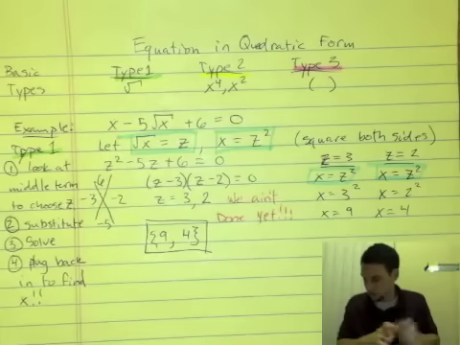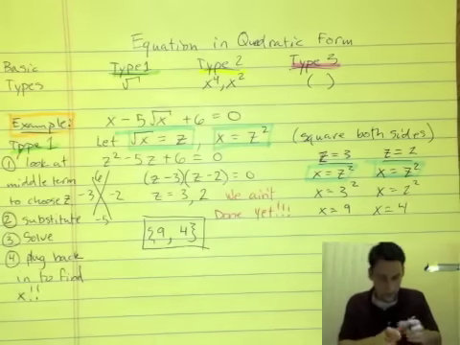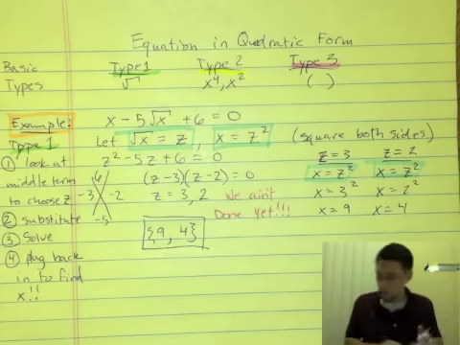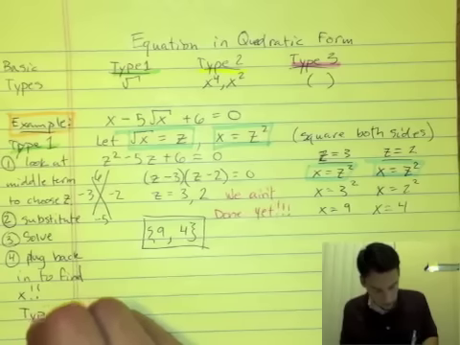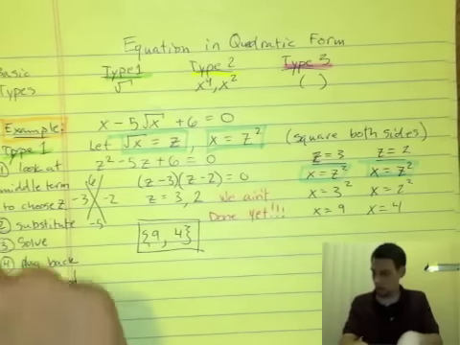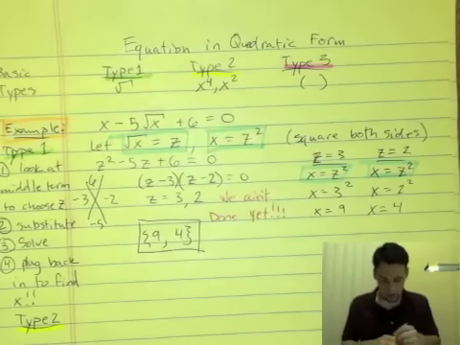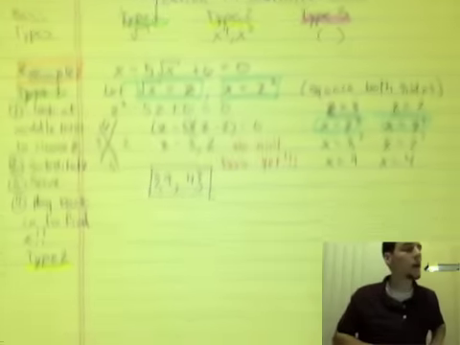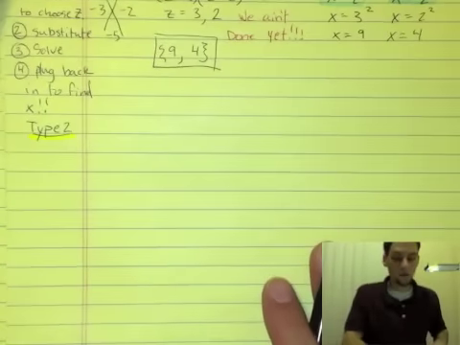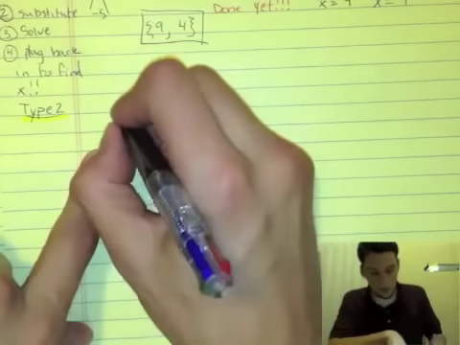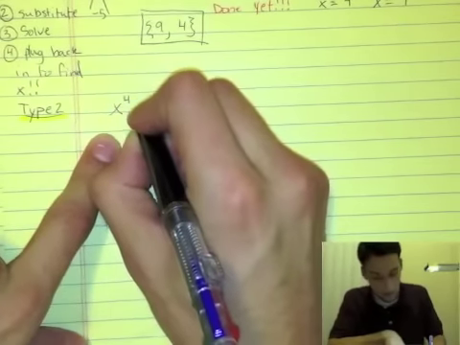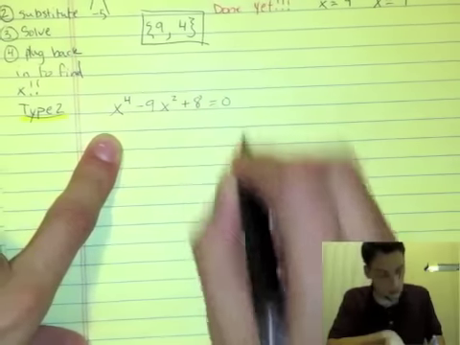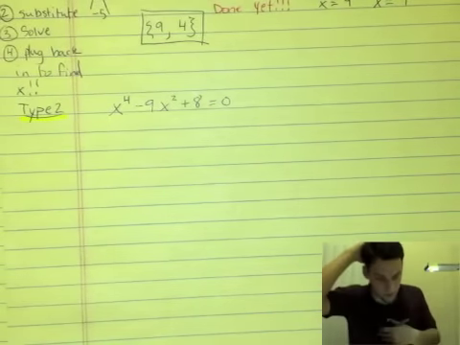Next example. Let's look at the next example. So that was type 1. And this will make more sense as we go along. We'll be doing the same process. So this would be a type 2 problem, and we're going to solve x to the 4th minus 9x squared plus 8 equals 0. This one will go a lot faster because we already have the steps.